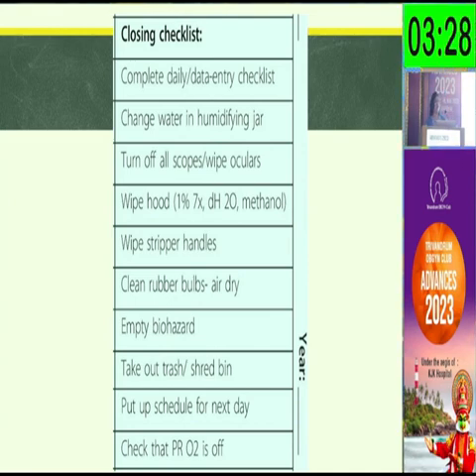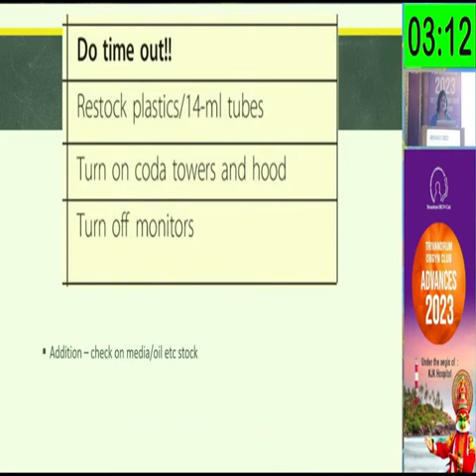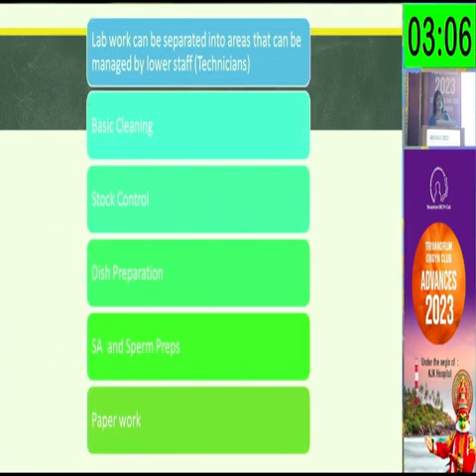Of course, at the end of the day, when your lab work is all done, you need to have a closing checklist as well. So wiping, keeping things in order, preparing for the next day, clearing the bins, has everything been done? It also has to be checked on a daily basis. So when we do all these things on a regular basis, and ensure that the processes for handling gametes and embryos are as per the standard operating procedures that have been fixed for your lab, then the chance of errors definitely goes down.